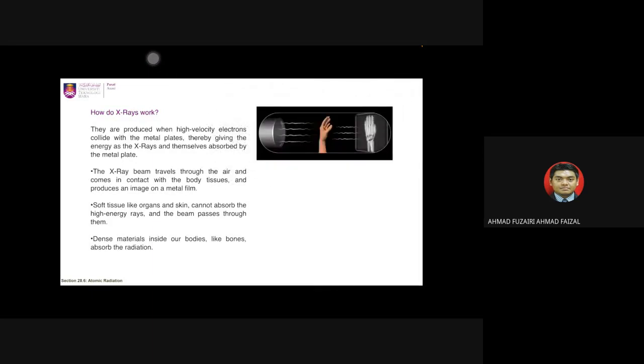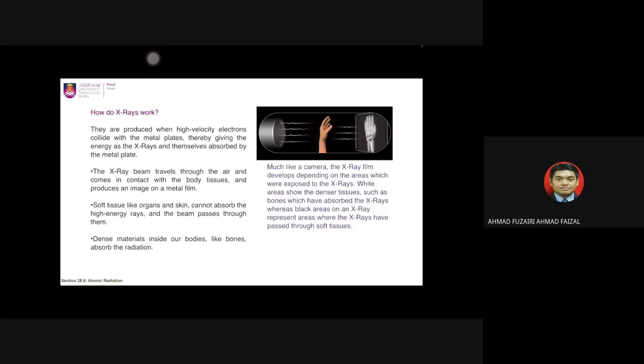X-rays are produced when high-velocity electrons collide with the metal plates, thereby giving off energy as X-rays, and the electrons themselves are absorbed by the metal plates. The X-ray beam travels through the air and comes in contact with the body tissues and produces an image on a metal plate.